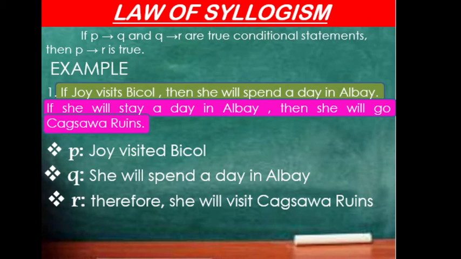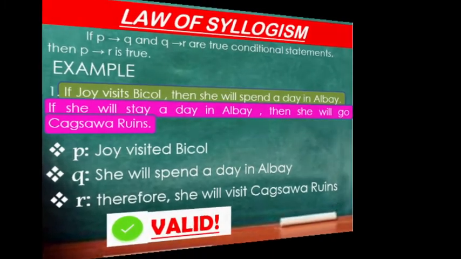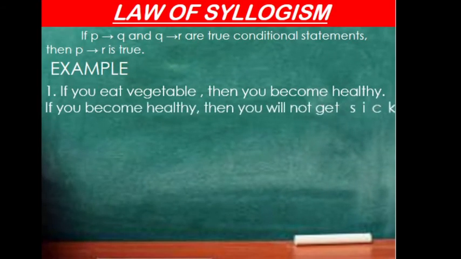So, ang ating conclusion ay hindi siya assume or hindi siya isang assumption. So, ang ating conclusion dito ay nakuha natin sa dalawang premise. So, therefore, ang ating given conditional statement is valid. Okay, another example. So, if you eat vegetable, then you become healthy.